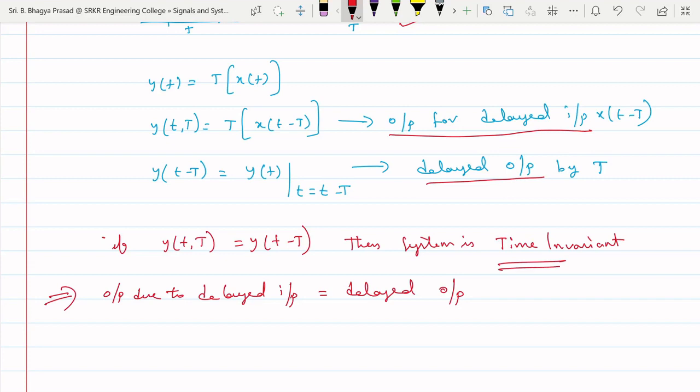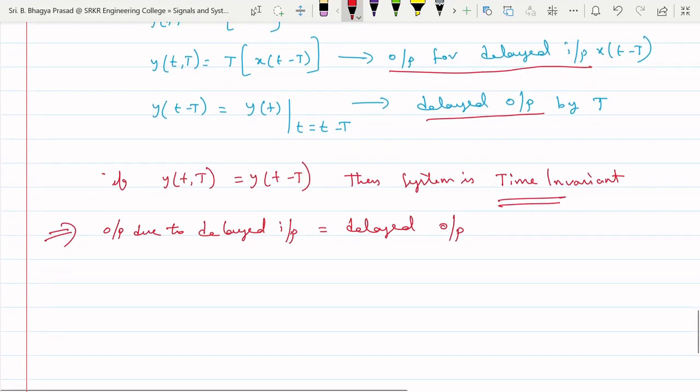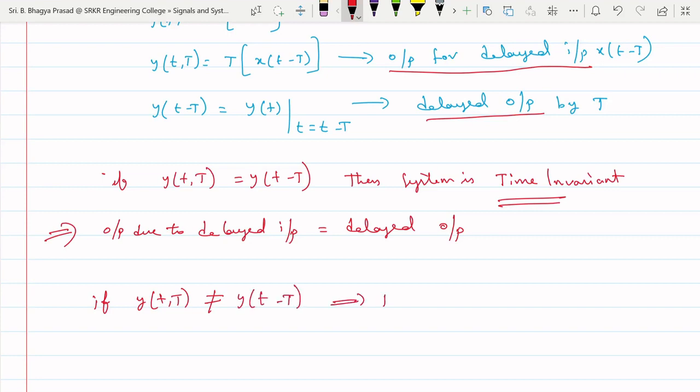If both are not equal, that is, if y of t comma T is not equal to y of t minus T, this is time variant. In a time variant system, we are getting different outputs. Okay, this is the time variant. So let us check an example.